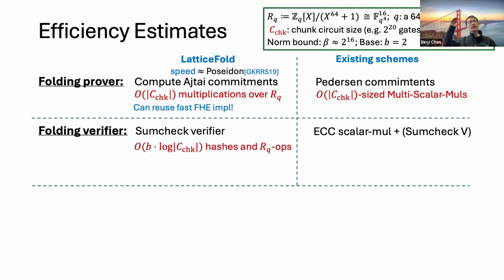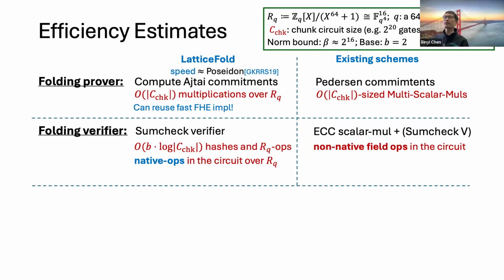And in terms of this recursive folding verifier that we need to represent as a circuit, the dominant part is the sumcheck verifier that involves a logarithmic number of hashes and ring operations. But here, compared to Pedersen-based schemes, one of the great advantages is that all the verifier operations are only over a single quotient ring. And that means every operation can be translated in the circuits in a native way. We don't need to do any non-native field simulations as being done in these Pedersen-based schemes. And that's also one of the main reasons that this recursive circuit size can be even better than those pre-quantum folding schemes. Yeah.